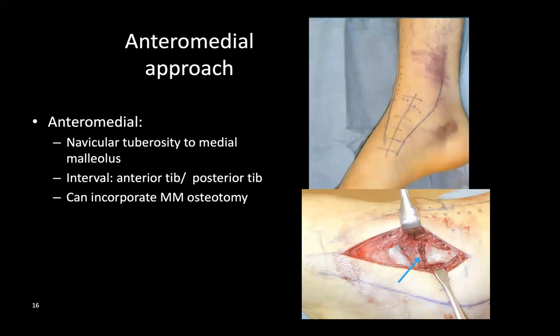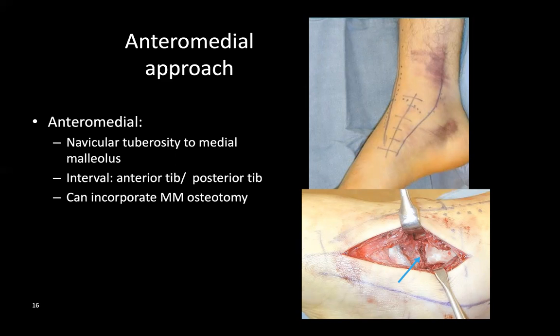The medial approach is described as being midway between the anterior tib and the posterior tib. Your landmarks are the medial malleolus and the navicular tuberosity. Depending on how dorsal or plantar you want to be, you can cheat the incision up or down. And it's a pretty boring approach.